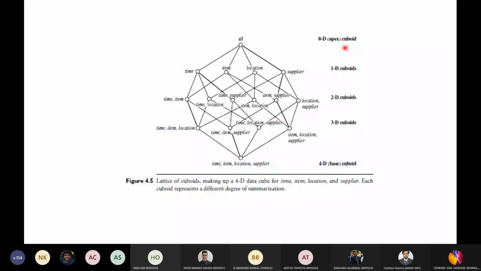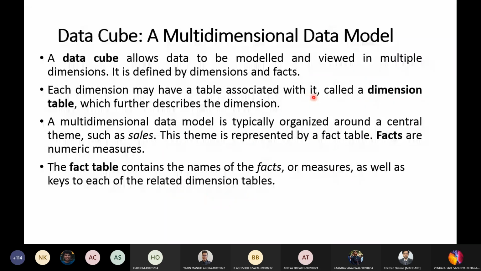So all you have to know is a data cube allows data to be modeled in multiple dimensions, and for each dimension there is something called a dimension table, which further describes the dimension in terms of attributes. And for the multi-dimensional data, the theme is represented by a fact table. Facts are usually numeric measures, such as the amounts of sales which have happened in dollars, etc.